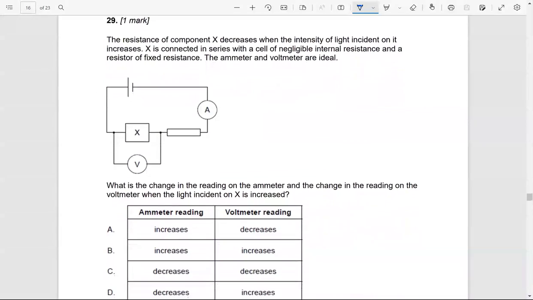Okay. 29, we've got a potential divider. The resistance of component X decreases. So we've got 2 resistors, and it looks like the X is an LDR.